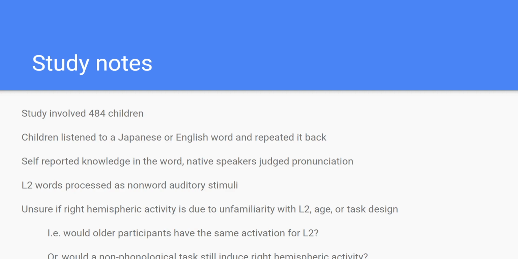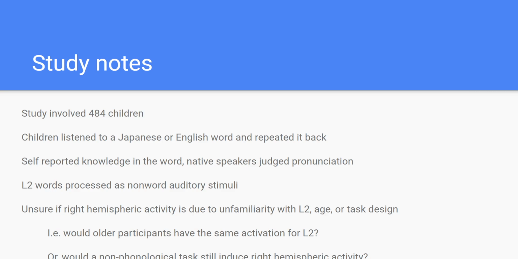So how they were judged on proficiency is that they would self-report the knowledge of the word. They had 3 options: I'm familiar with this word, it is somewhat familiar but I do not know it, and I have never heard this word, or roughly those 3 criteria. And then native speakers would judge the pronunciation, phoneme from phoneme, to see how well the child repeated it back.